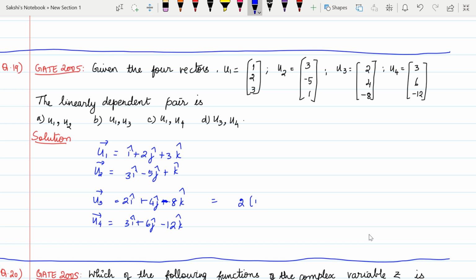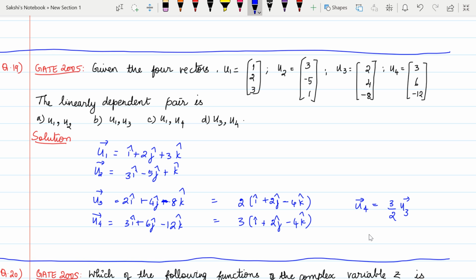Okay, so now you can see that I can simplify this. When I take 2 out from here, I get i plus 2j minus 4k. And similarly, when I take 3 out from here, I get i plus 2j minus 4k. And then you can easily solve this. So on solving this, you get u4 is equal to 3 by 2 of u3 vector. So I can see that if I have u3 with me, with this relation, I can find u4.